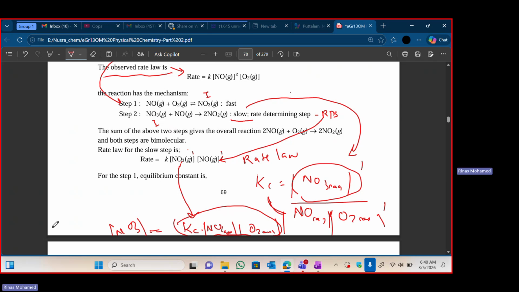And then the overall rate law, finally we can write now: R equals K into Kc, NO2's concentration multiplied by O2 gas's concentration, and there is another NO here, so another NO. Yeah. Right? Likewise, you can derive the equation, right? Using this.